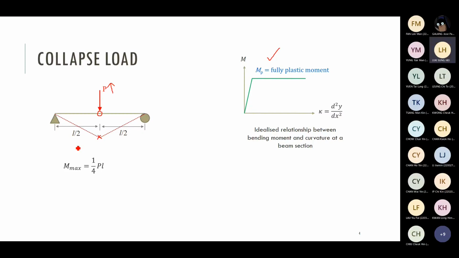I believe that you can find out this value yourself. This is a determinate structure. That means you can use equilibrium to find out all the things. You may use force equilibrium and moment equilibrium to find out the reactions first, and then you can cut a section at the middle to find out the moment value. So you can find out the maximum moment easily.